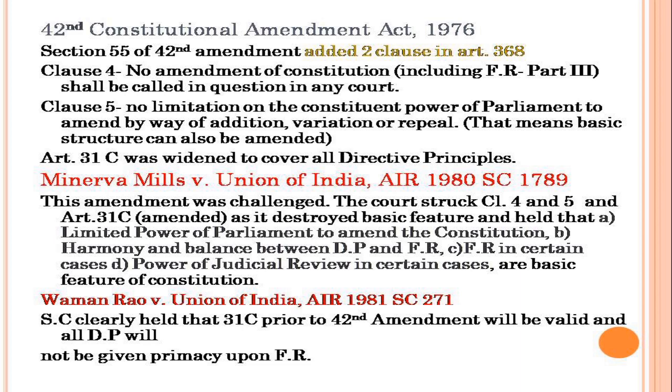Next was clause 5, which imposed that no limitation on the constituent power of parliament to amend by way of addition, variation or repeal. That means पार्लियामेंट का पावर है कि वो कोई भी पार्ट को अमेंड कर सकता है और उसके ऊपर कोई भी लिमिटेशन नहीं हो. इसका मतलब बेसिक स्ट्रक्चर को भी चाहे तो वो अमेंड कर सकता है और उसके ऊपर कोई भी रेस्ट्रिक्शंस नहीं होगा. इसके साथ आर्टिकल 31C was also widened to cover all directive principles.